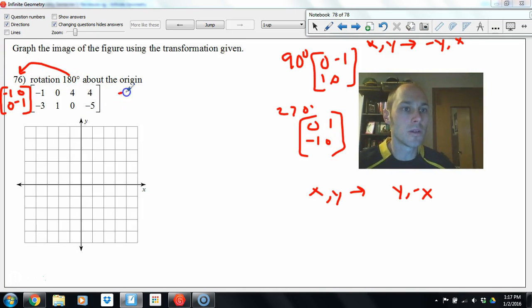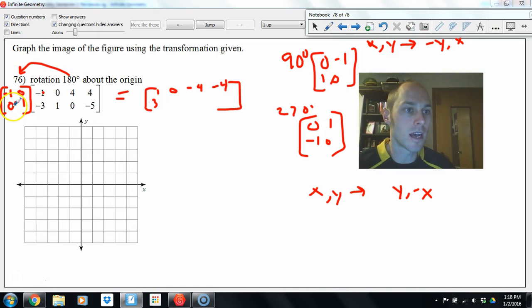So in case you want to use the matrices for the rotations, that's what those are, and this is the 180. So we would multiply that out. Negative 1 times negative 1 is 1. 0 times negative 3 is 0, so we add that up, we get 1. Negative 1 times that is 0. 0 times that is 0. So basically what we're doing is just making this x the opposite. And then the same with the y. 0 times negative 1 is 0. Negative 1 times negative 3 is 3.